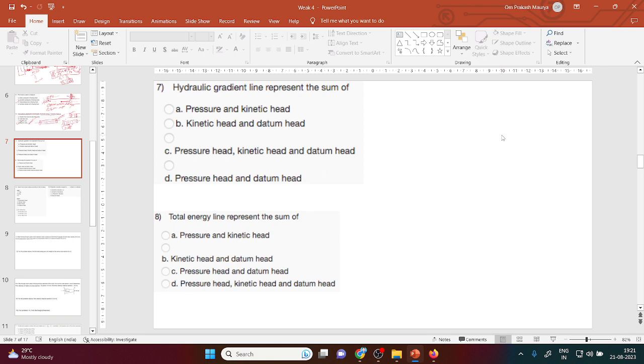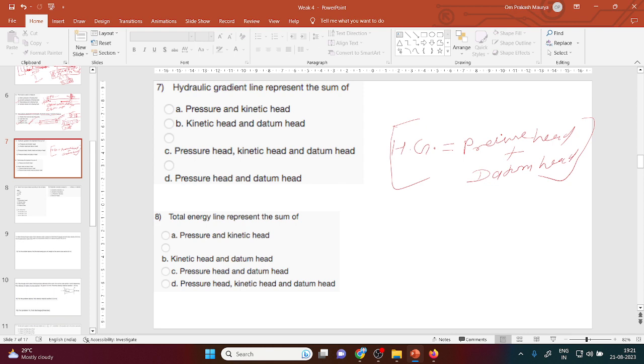So hydraulic gradient, by definition, is defined as the sum of, for hydraulic gradient I am going to write the short form HG, the pressure head plus datum head. This is the definition of the hydraulic gradient line.